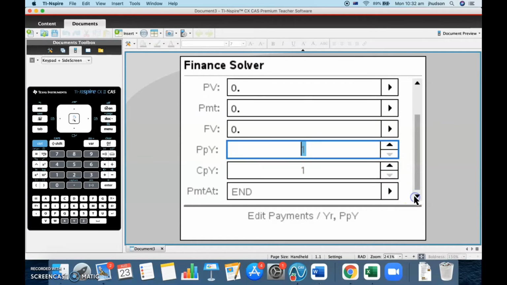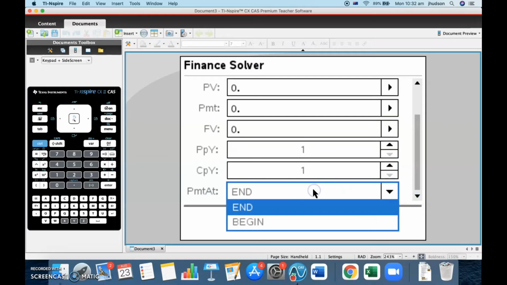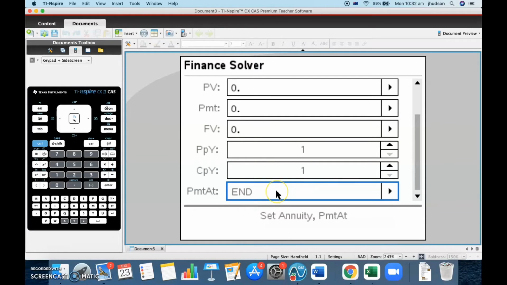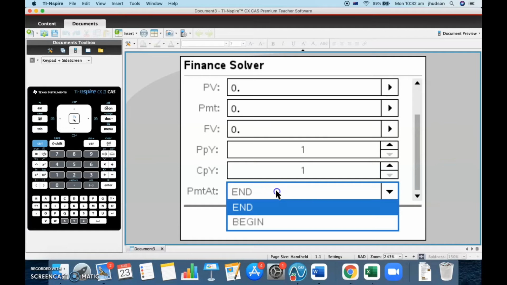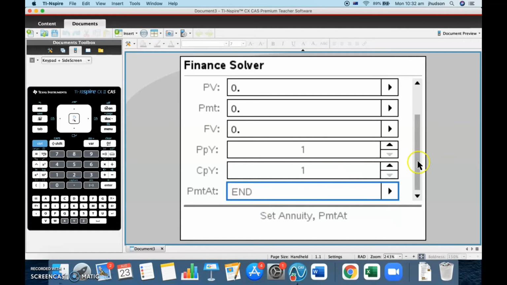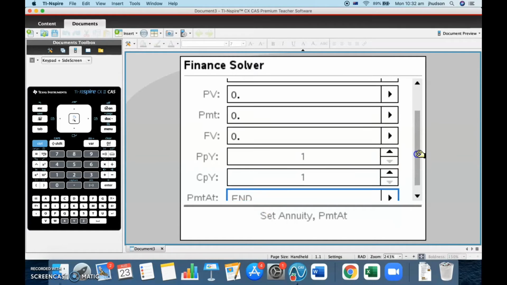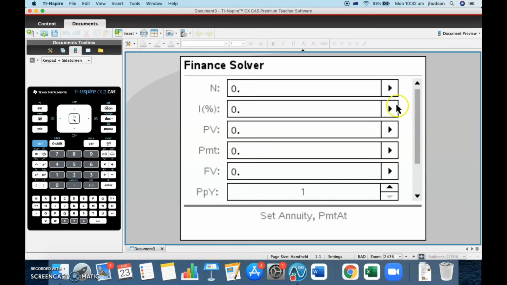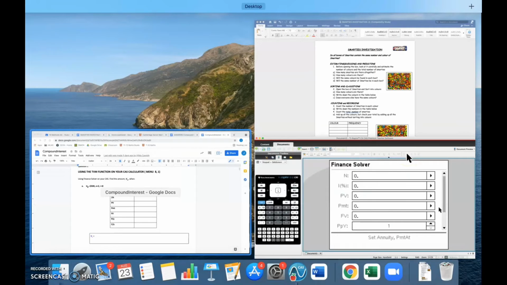And the bottom thing here is just talking about the time period. So we're talking about money at the end of 1 year or at the end of 1 month or whatever. We don't want the beginning, we want the end. What I might do is do our first question from your worksheet that you're going to be working on today in this finance solver, just so we can see exactly how it's used. So let me go to it.